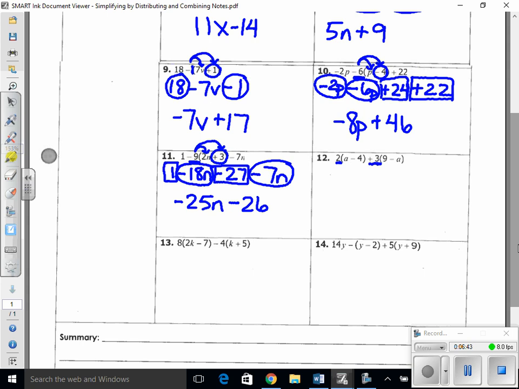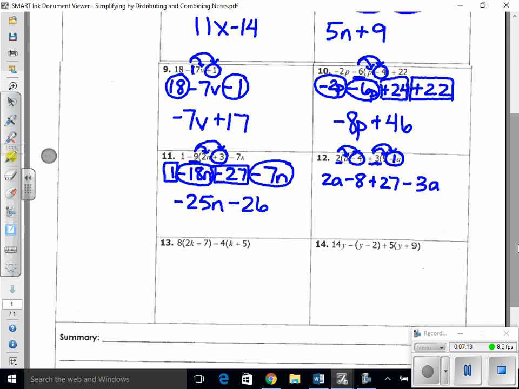All right, so the first one, 2 times a, is going to give us 2a. This is a negative 4, so 2 times negative 4 is negative 8. That one's done. Now go to the second one. Positive 3 times 9 is positive 27. This is a negative 1a. For those of you who like to see that 1 there, you can write it there. It's just never going to be written there for you. Okay, so this is positive 3 times negative 1a, which makes negative 3a.